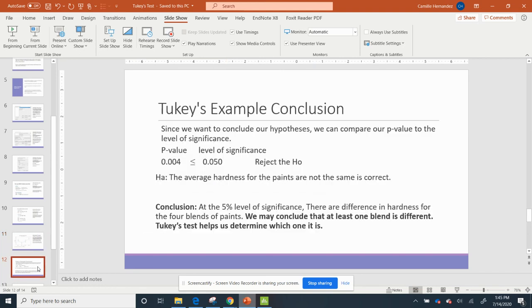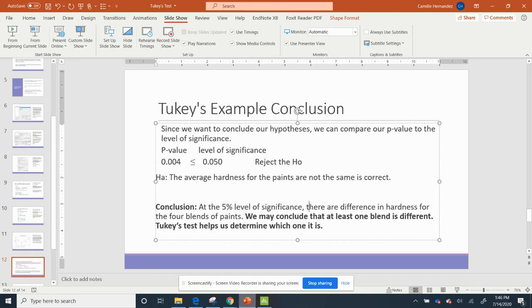So then if I look at my conclusion, since we stated our hypothesis, we can compare our p-value to our level of significance. So our p-value of 0.004 is less than or equal to 0.05. So I'm going to reject the null. That means the average hardness for the paints are not the same is correct. So my conclusion is at the 5% level of significance, there are differences in the hardness of the 4 blends of paints. We can conclude that at least one blend is different. So a Tukey's test helps us determine which one it is.